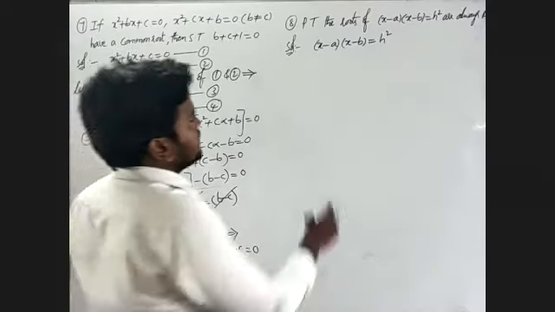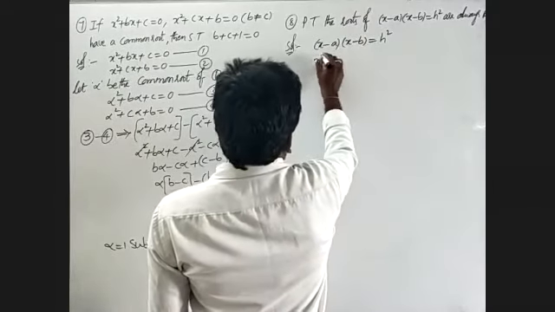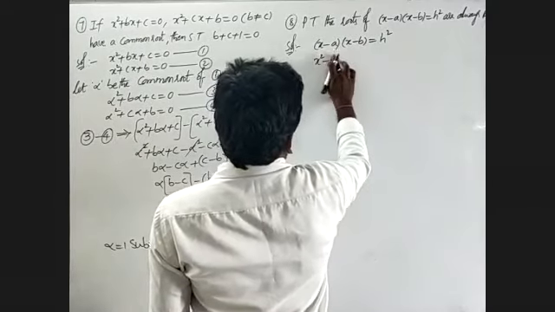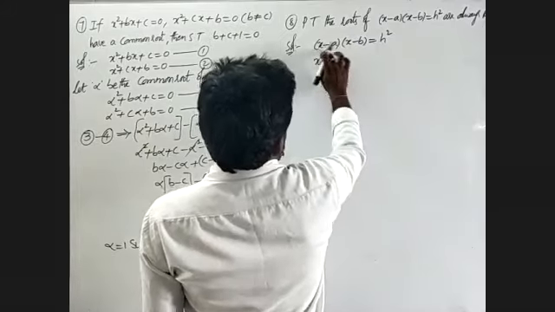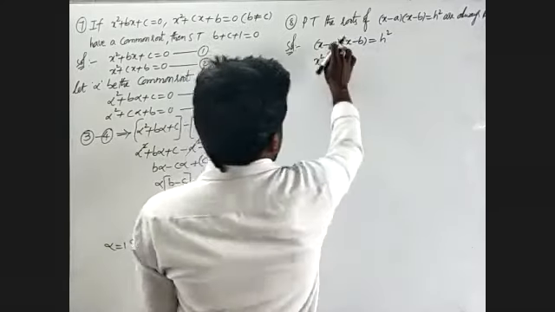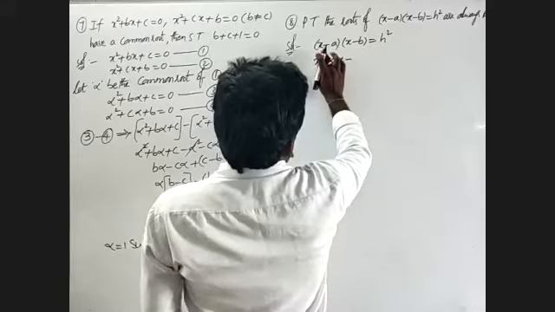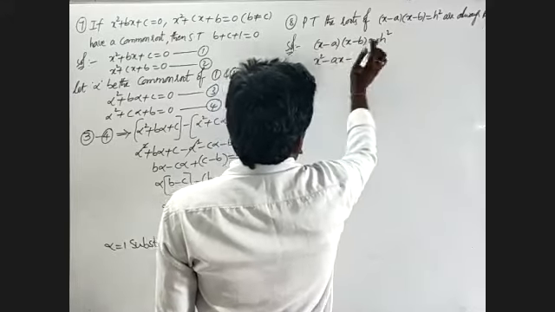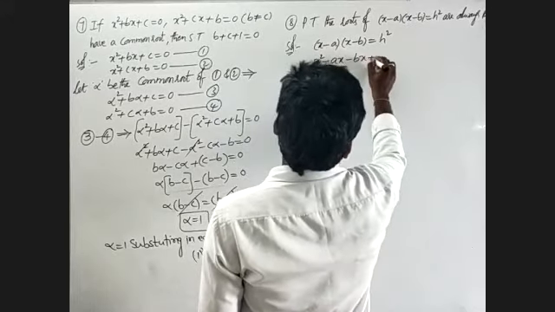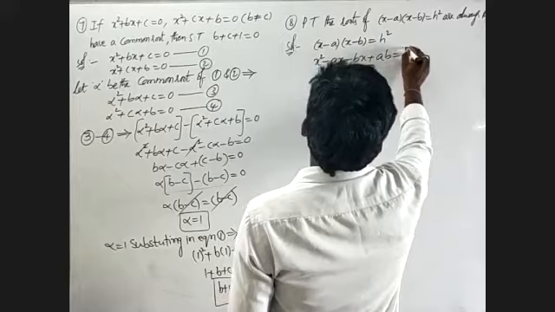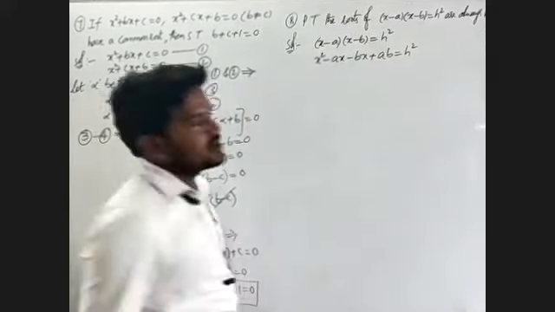Okay, how to multiply it in this one, I will write x square minus. X into x is x square. After that, minus a into x is minus ax. Again, we multiply. B into x will become bx. Minus into minus is plus. A into b is equal to ab. Is equal to h square.